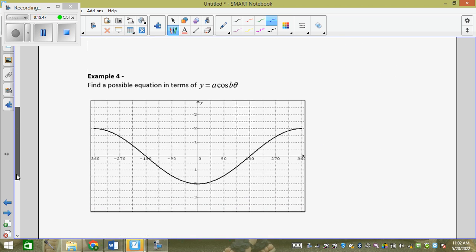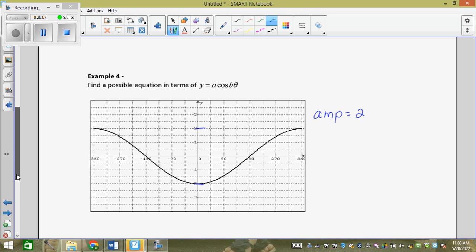What's the A of this one? Up 2, down 2. So this is 1, 2, 3, 4. A total distance of 4. So my amplitude is 2, because it's half the vertical distance, correct? So if this takes me 1, 2, 3, 4 to get to the top, my amplitude is 2.